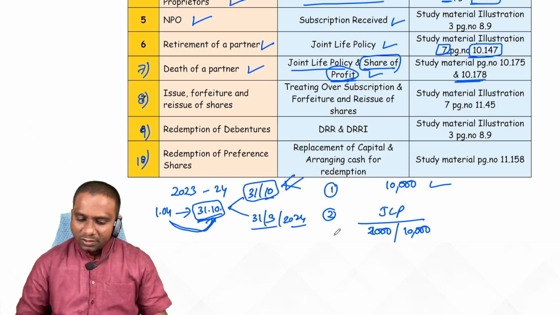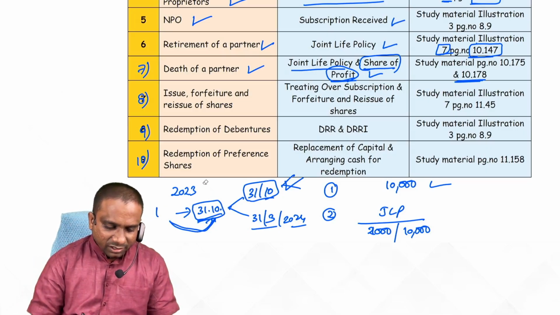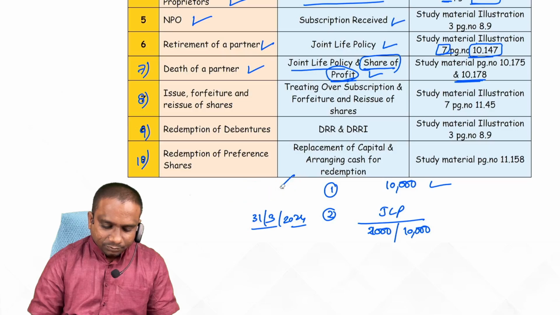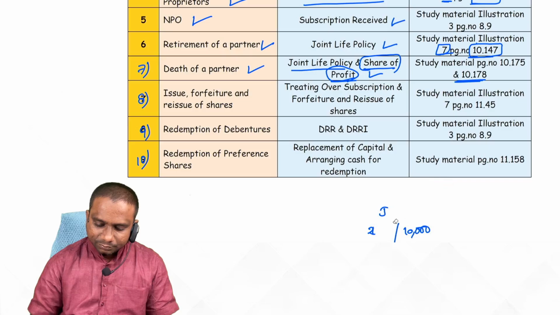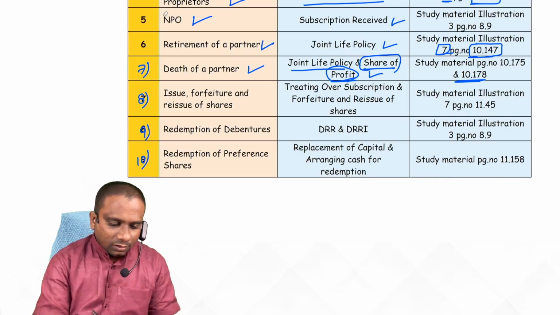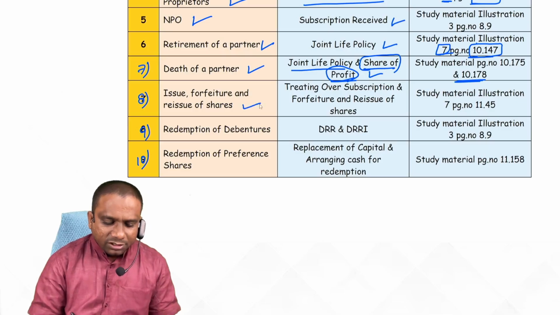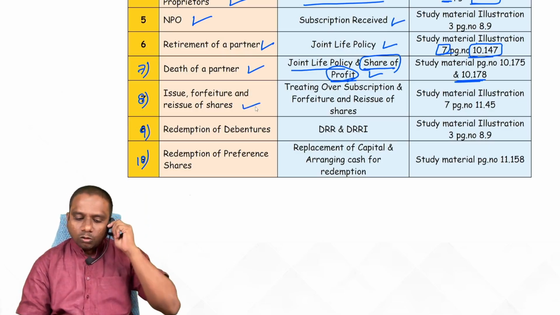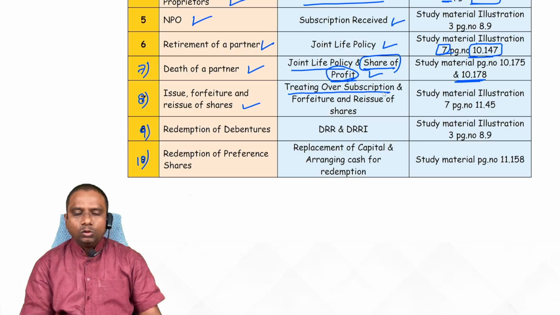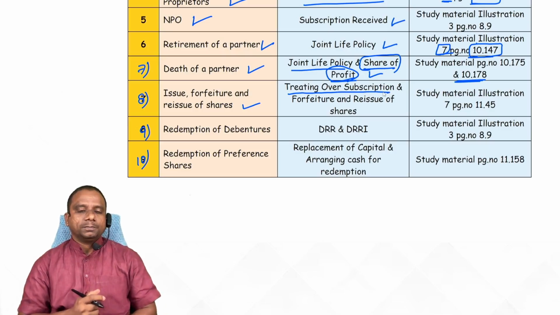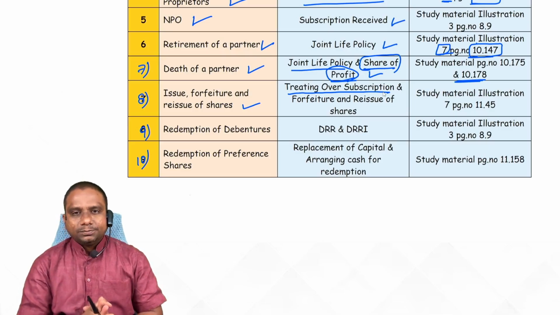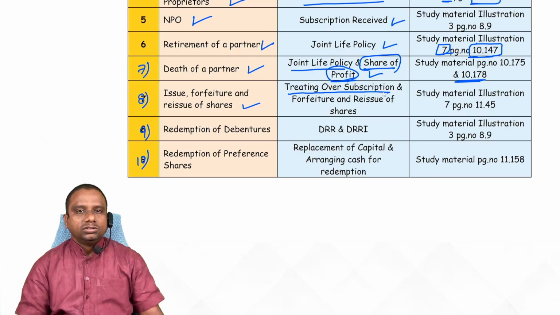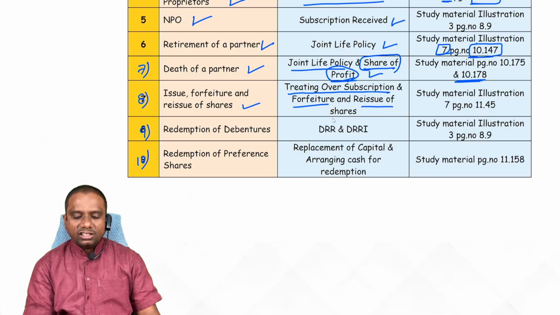Next, look at. Next important adjustment is issue, forfeiture, and reissue of shares concept. Out of that, first one, how to treat oversubscription amount. Suppose I have issued 1 lakh shares but received for 1 lakh 25,000 shares. How to treat this oversubscription? Next one, forfeiture and reissue of shares.